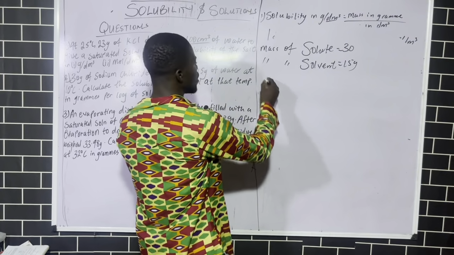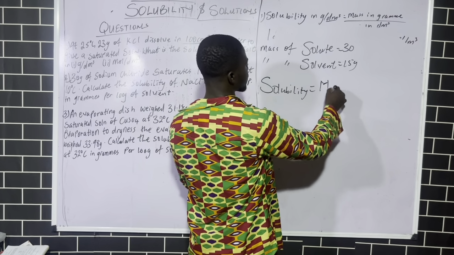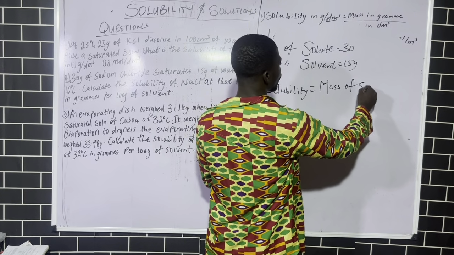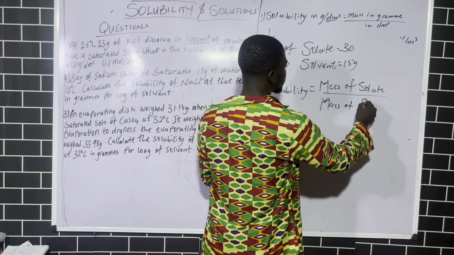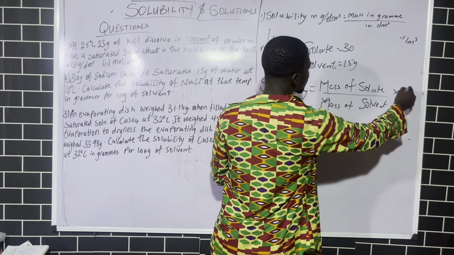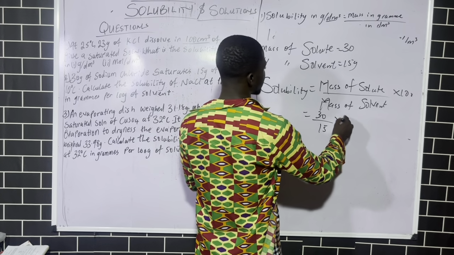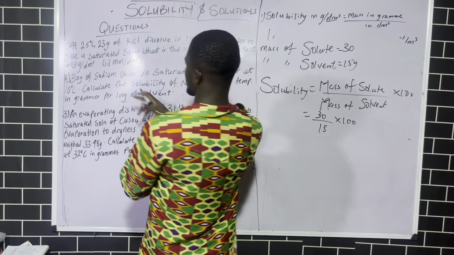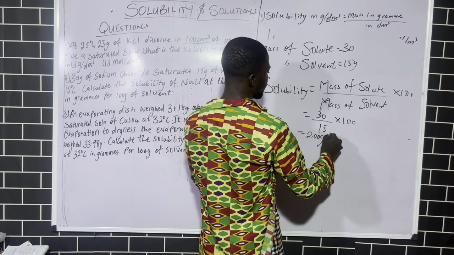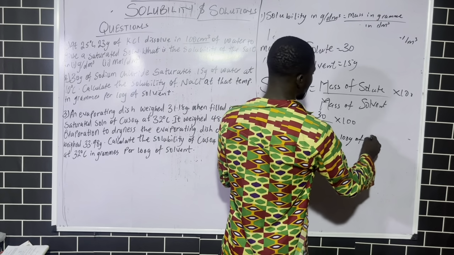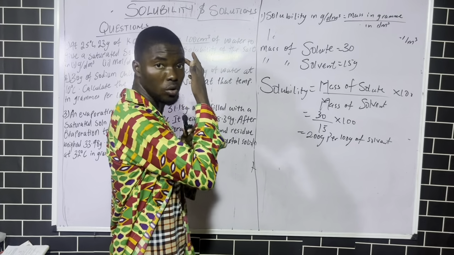I gave us the formula, right? So solubility is mass of solute over mass of solvent times 100. Is that not it? That's 30 over 15 times 100. Yeah, good. That's 200 grams per 100 grams of solvent. So at this particular temperature, we have 200 grams of solute dissolving in 100 grams of solvent.